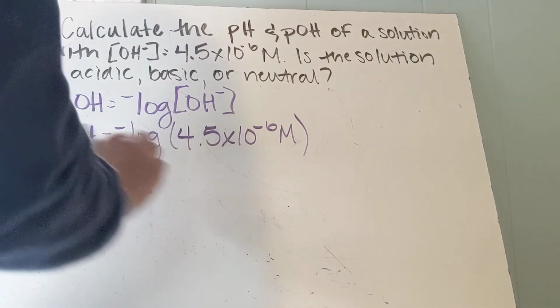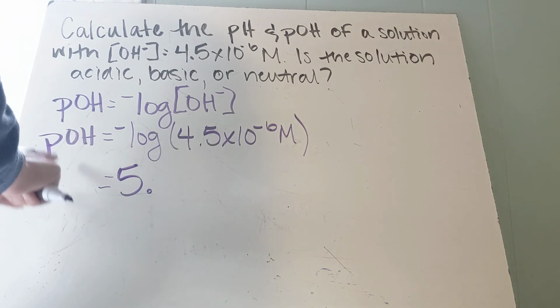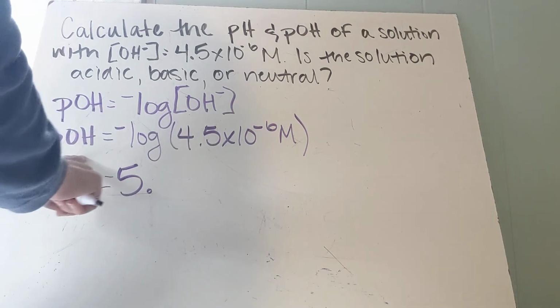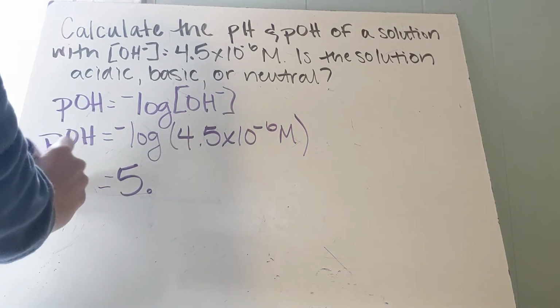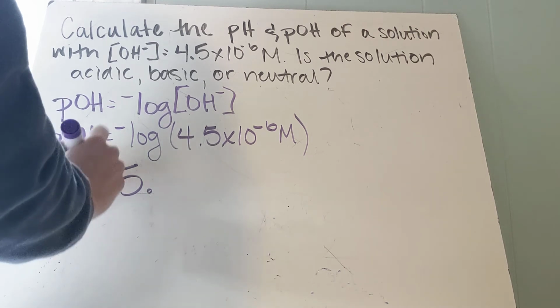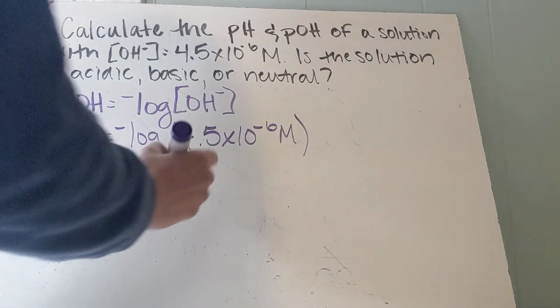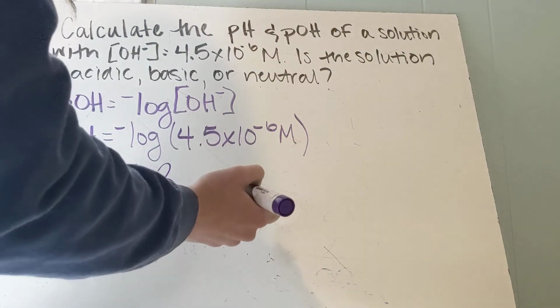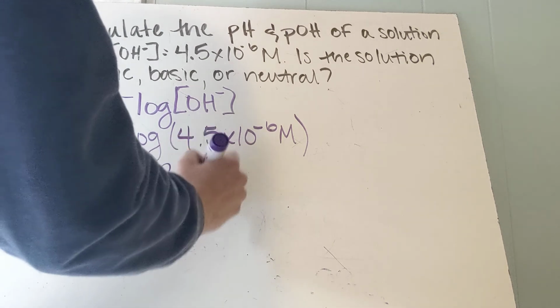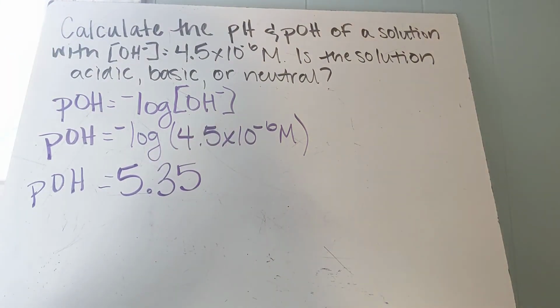Now notice that this is the pOH. It's not the pH. So I'm not going to use this value when I'm determining whether it's acidic, basic, or neutral. I'm going to use my pH to do that. So I get a pOH of 5.35.